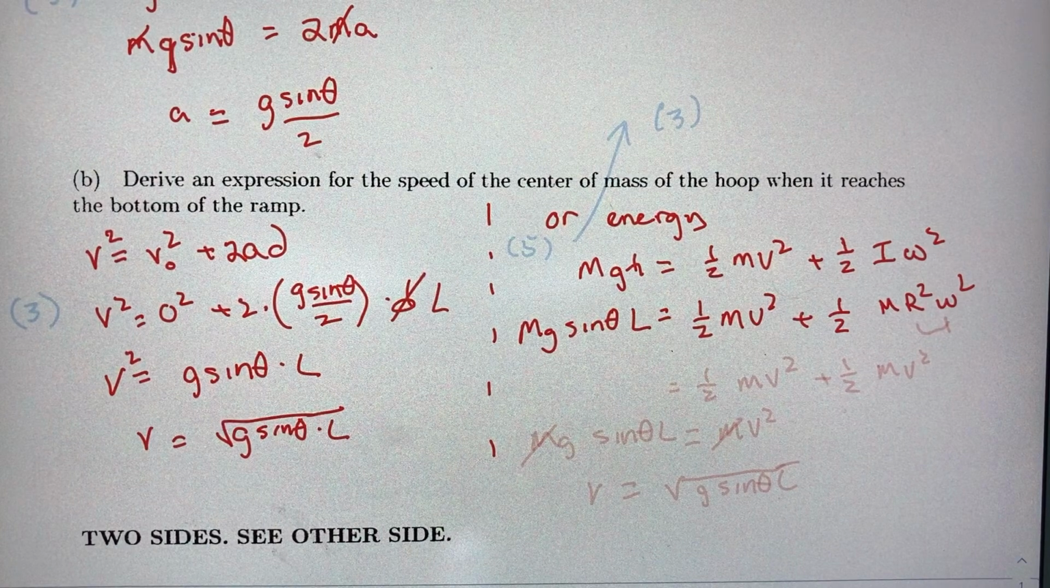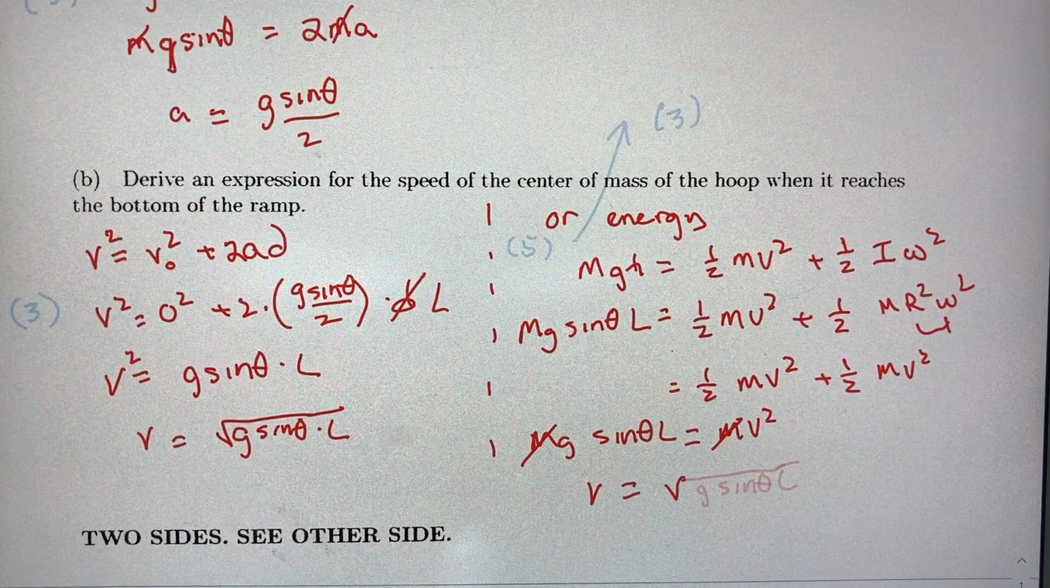since the hoop is hollow, all of the mass is out at distance r. R times omega is v, so you have two halves of mv squared is going to be mg sine theta L. And so v is square root of g sine theta L. And then you can work your way backwards through v squared equals v naught squared plus 2ad to figure out that the acceleration is half of g sine theta.